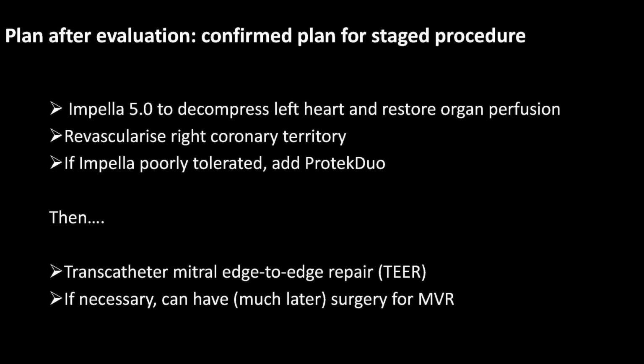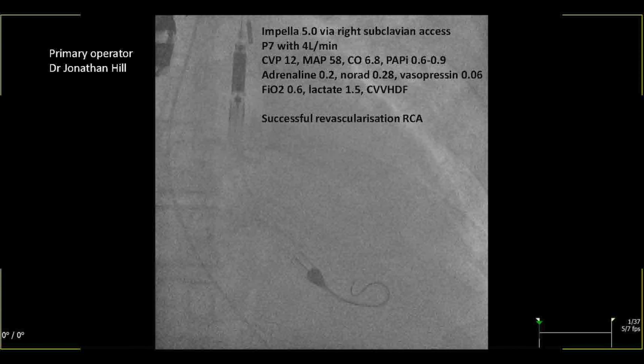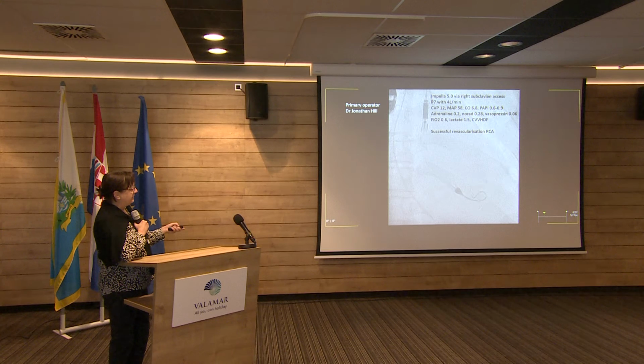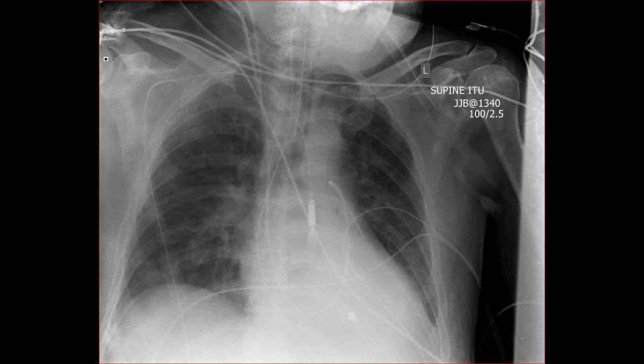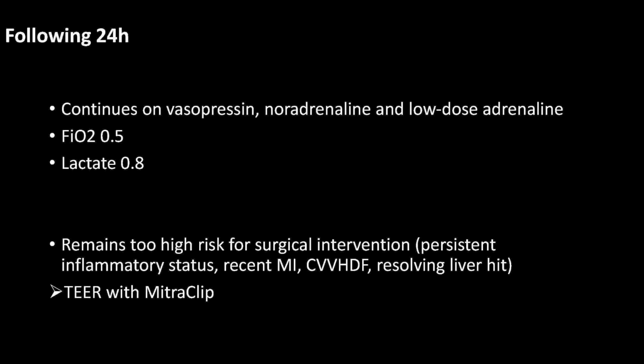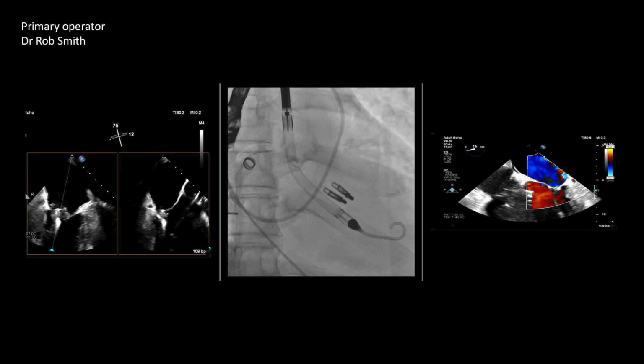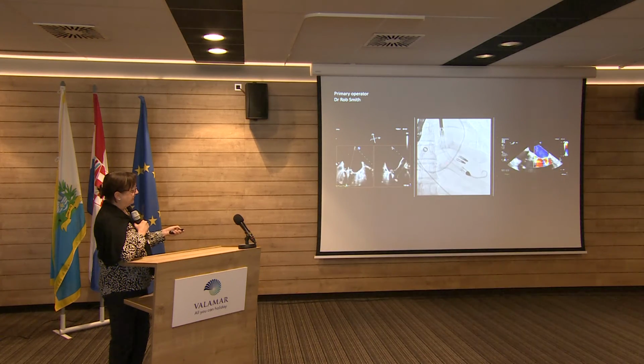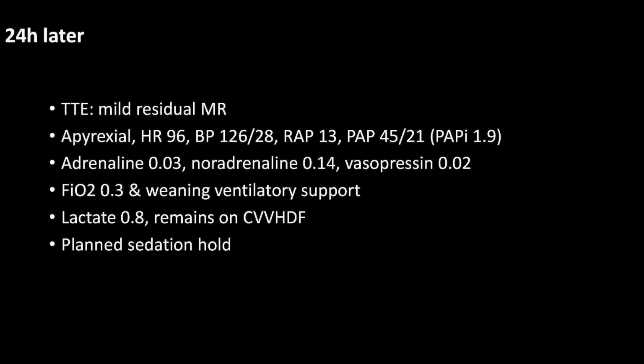This is what we did. So he ended up with a revascularization to his right coronary artery with impeller support. The next day he wasn't really much better, which was a bit disappointing. So then the Microclip team went and got involved, and they put 2 clips in. You can see the stenting of the right here, you can see the calcification around his aortic valve here, and they've reduced his mitral regurgitation to very, very mild indeed.